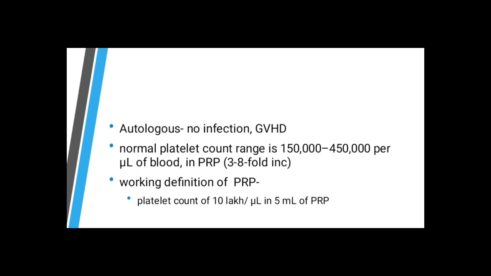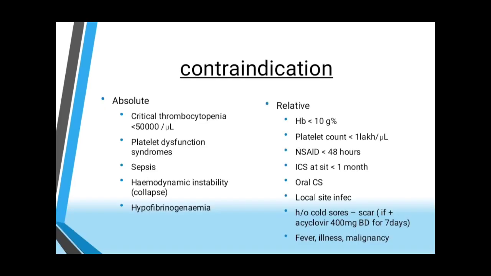Before knowing indications of a procedure or drug, it is important to know contraindications. The contraindications of PRP are absolute and relative. Absolute contraindications are critical thrombocytopenia, wherein platelet count is less than 50,000 per microliter, platelet dysfunction syndromes, sepsis, hemodynamic instability like collapse, and hypofibrinogenemia.